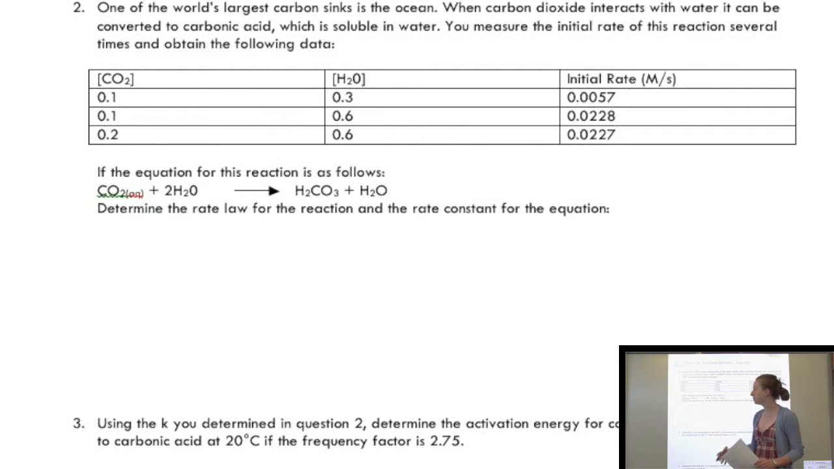Hi guys, today for Chem 2 we're just going to go over the rate law and a problem that you might encounter in your class. So we're just going to work through the worksheet that's being put out for this week.